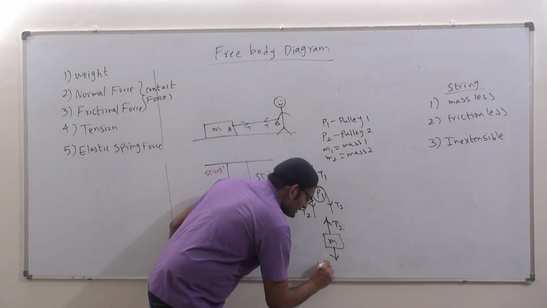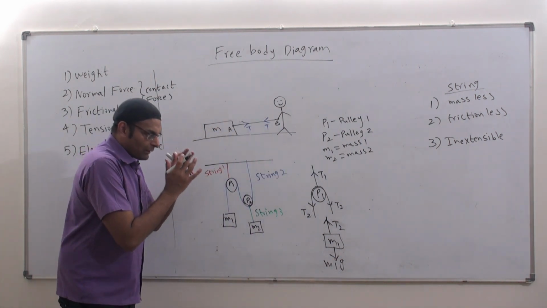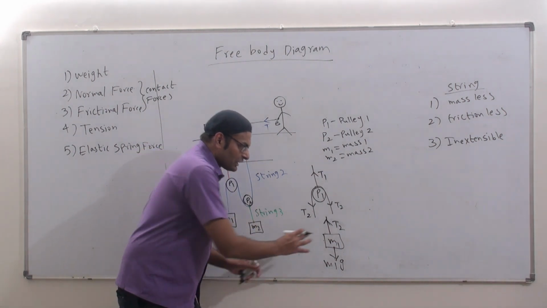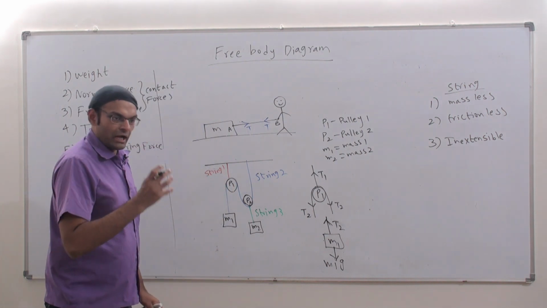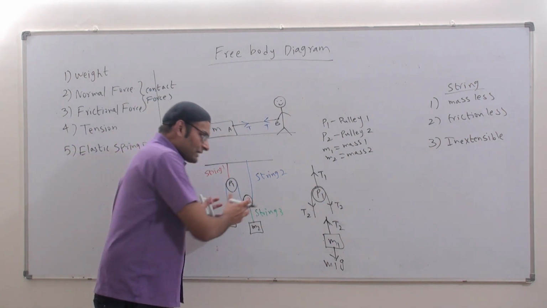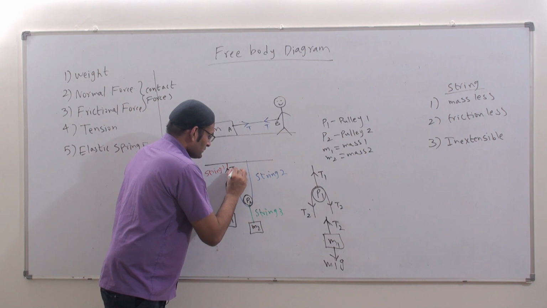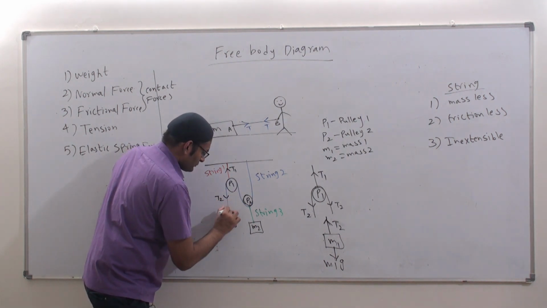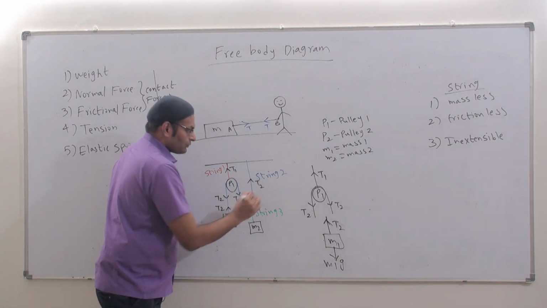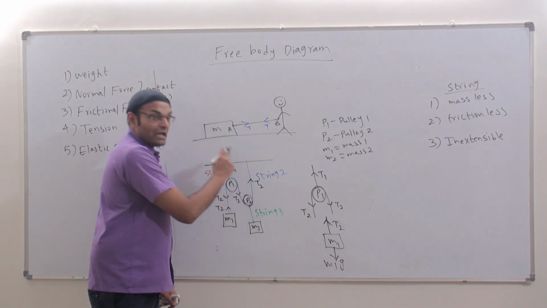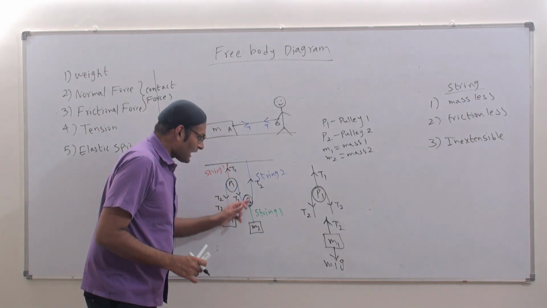Now this is M1g. I'm telling about the forces acting individually on M1 and P1. This is called a free body diagram. I take an object, I isolate it, then I calculate the forces acting on it. So this is T1, this is T2, T2, and this is also T2. Why is it T2? Because the string is the same. When the string is massless and frictionless, the string will have the same tension.